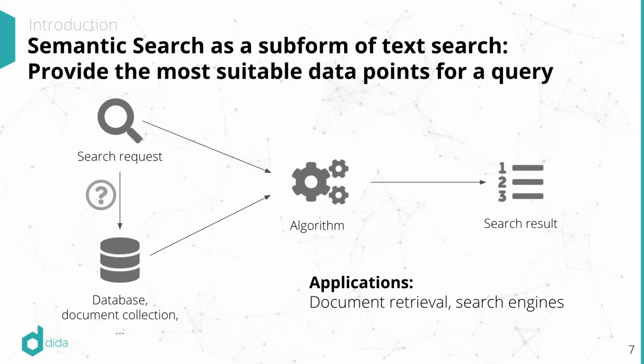So, for example, if you enter a query into Google, most likely some part of the algorithm going on in the background will be based on semantic search. The word subform already tells us that semantic search is not the only way to do text search, so let's put it a little bit into perspective.